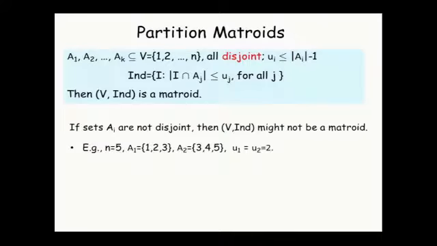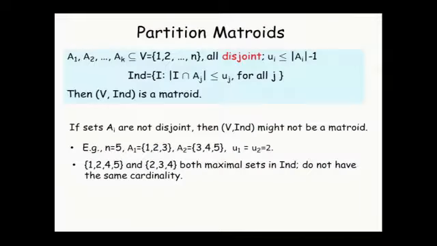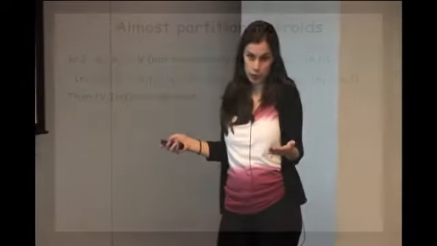Here is a simple example. Imagine n is 5, so the ground set is given by elements 1, 2, 3, 4, 5. A1 is the set 1, 2, 3, and A2 is the set 3, 4, 5. Let's set U1 and U2 to both be 2. Then it's simple to see that both sets {1, 2, 4, 5} and {2, 3, 4} are maximal sets in this family. However, they do not have the same cardinality, and this contradicts one of the matroid properties. So if the sets are not disjoint, then we might not necessarily get a matroid.